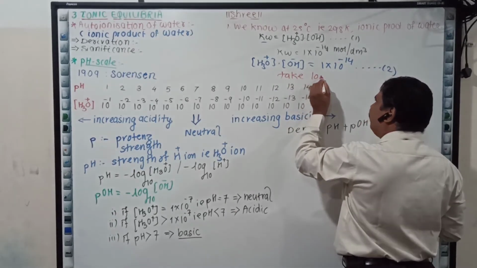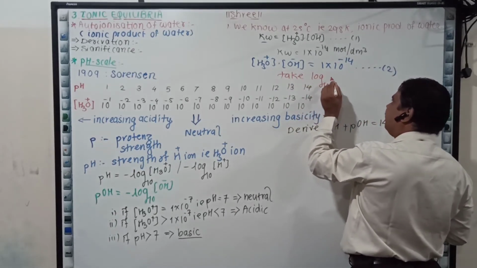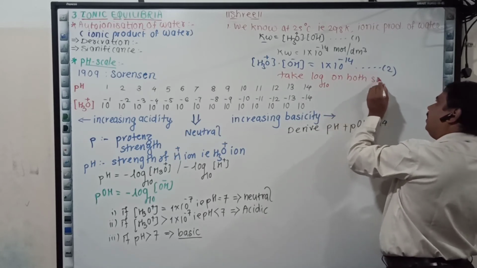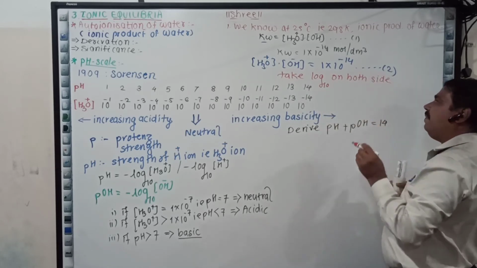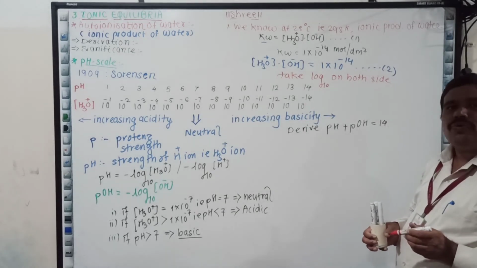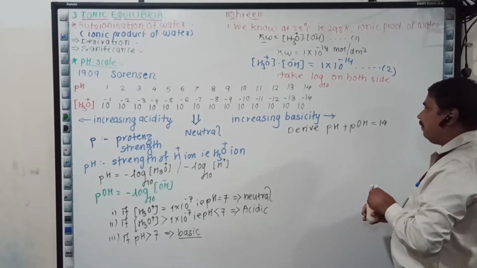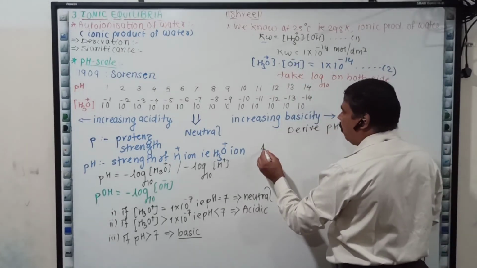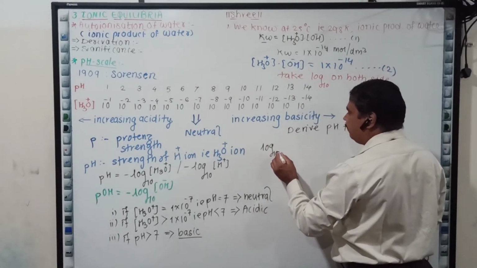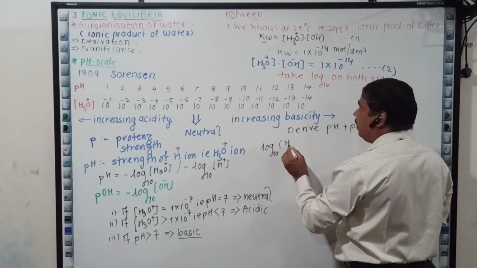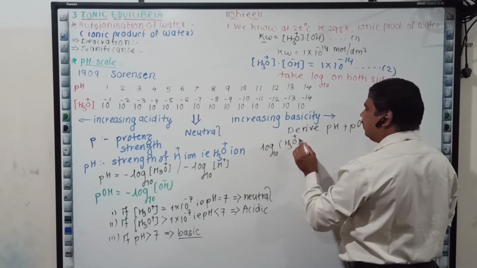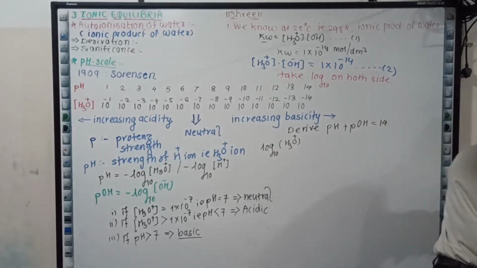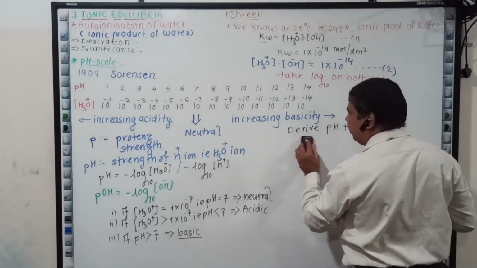Take logarithm to base 10 on both sides. आता काय करूया विद्यार्थी मित्रांनो दोन्ही साइडला log to base 10 घेऊया. Therefore we get, बघूया आपण, log to base 10 in bracket H3O plus... आपण अशा पद्धतीने लिहू शकतो. तुम्हाला डिटेल मध्ये समजून सांगतो.